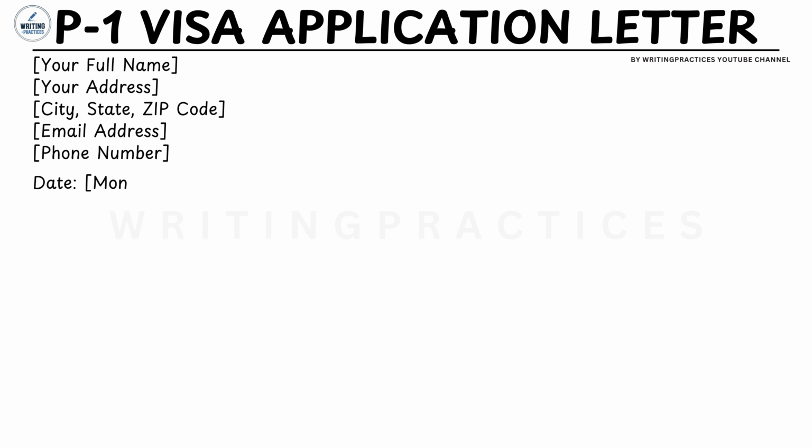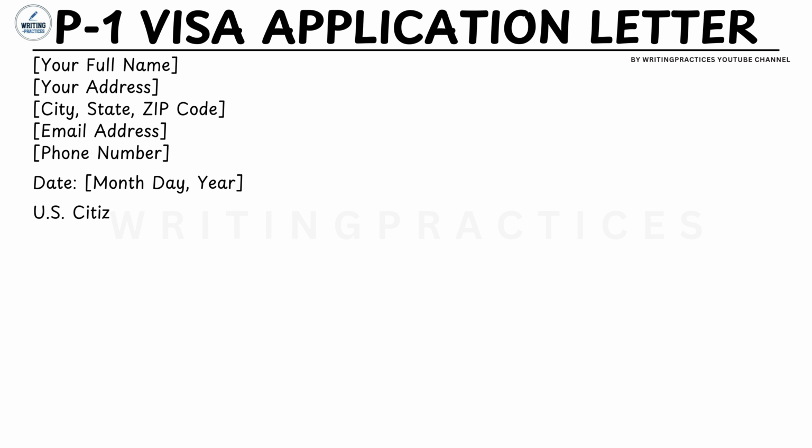Date. Next, include the date when you are writing this letter. This helps USCIS track when your application was submitted. The format should be March 30th, 2025. Place the date right below your contact details to maintain a formal and organized layout.